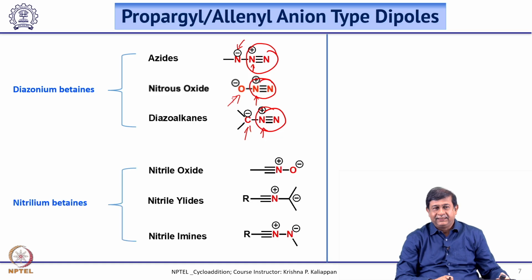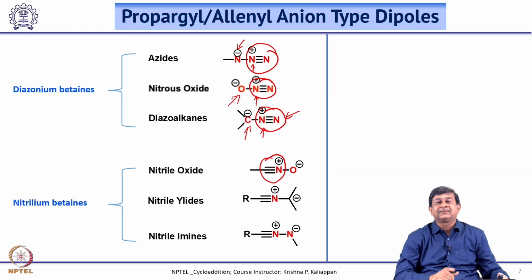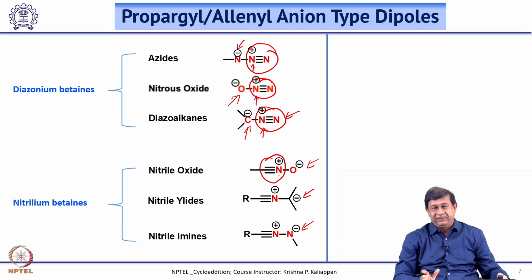Then the second type is nitrilium. Here instead of both atoms nitrogen, one is nitrogen, other one is carbon. Okay. So, this is nothing but nitrile oxide. Here the oxygen is replaced by carbon. So, it is nitrile ylides and the carbon is replaced by nitrogen. So, it is nitrile imine. Okay. So, these are 6 different propargyl type dipoles known in the literature.